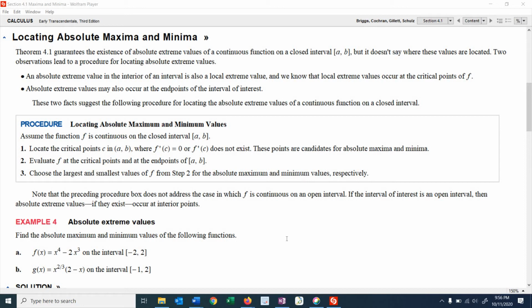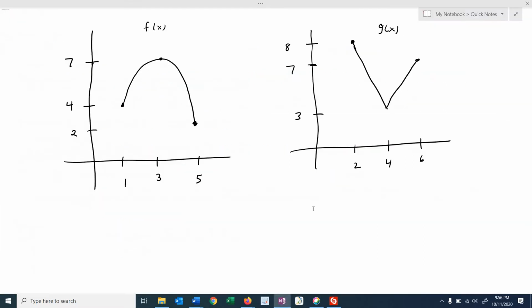Hello again. In this video, we're going to talk about how we find the location of absolute maximums and absolute minimums. So before we actually go through the procedure of locating absolute maximums and minimums, let's talk about where they can occur. There's actually two places where they can occur. So let's say we have the graph of this function f of x, and it looks like this.